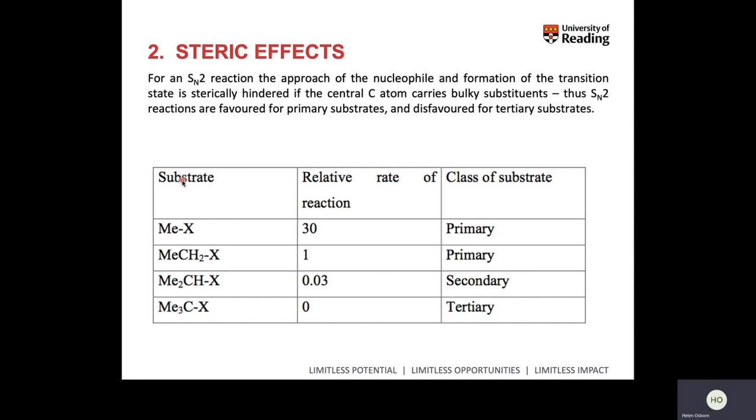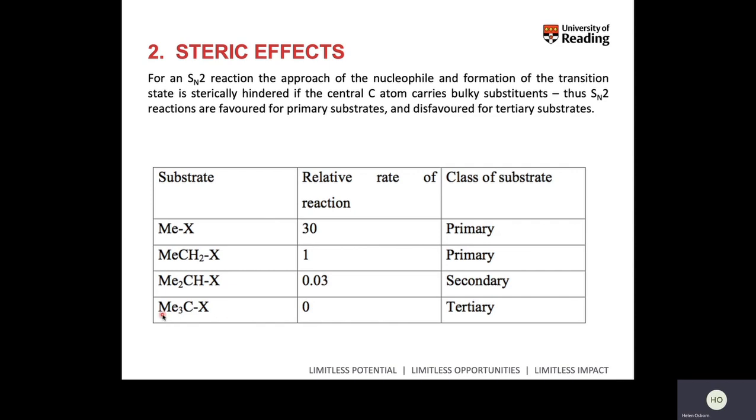So what we find is if we have a substrate which has got not much steric hindrance around it, so here we would just have a carbon with 3 hydrogens, then that means it's going to be really quite easy for a nucleophile to approach that, and we're more likely to get an SN2 reaction. So here the SN2 reaction is going to be very fast.